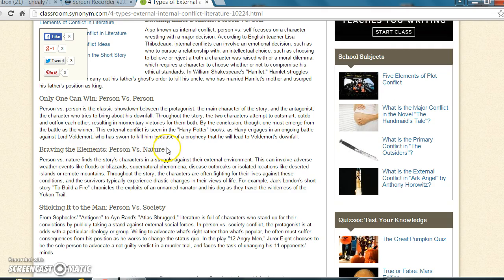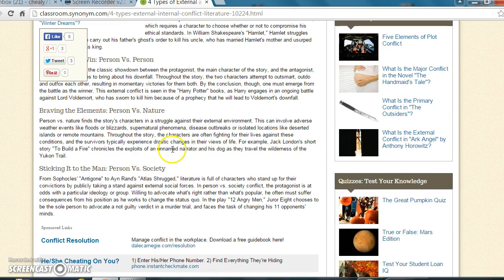The next one is person versus nature. And this is man versus nature. And I love this definition, it's braving the elements. So this is the one I talked about in the last video, the penguin whose setting is a hot deserted beach, a tropical beach with the sun. So think of it that way.